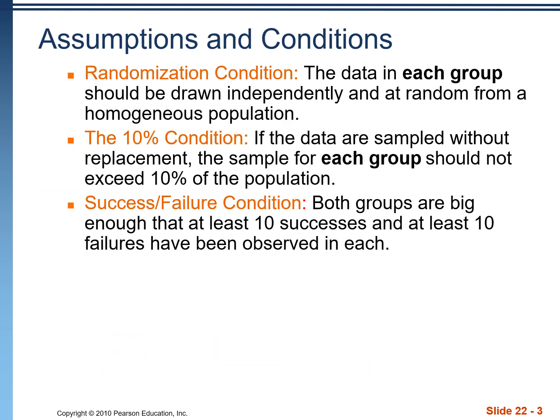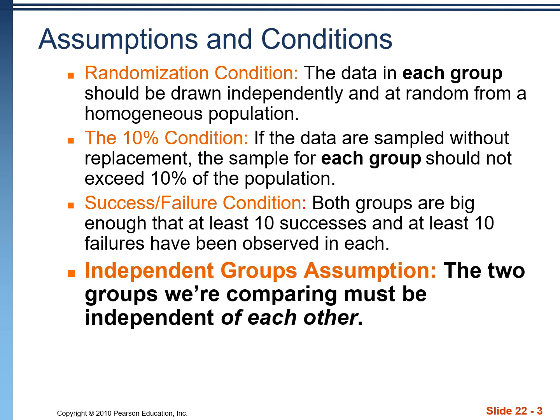Assumptions and conditions are the same with the unfortunate exception that instead of checking these for one sample, we have two samples in our problem. So we need to check randomization, 10%, and success/fail for each of the two samples in our problem. In addition to that, there's a fourth condition we have to check. This is called the independent groups assumption. And basically what this is saying is that our one sample is independent of the second sample. The two groups we're comparing are independent of each other.